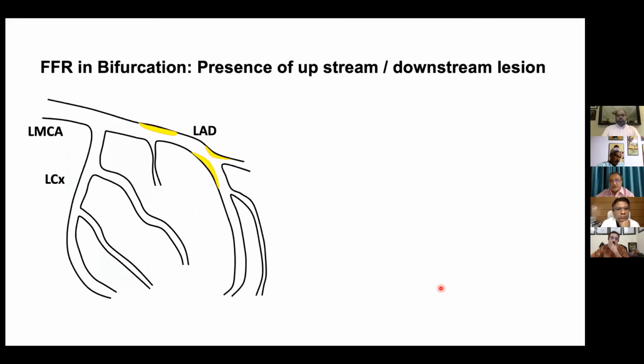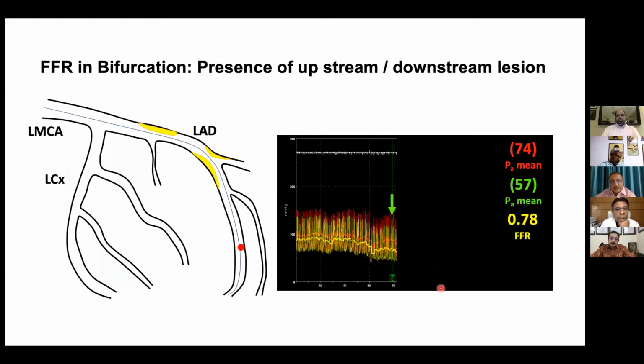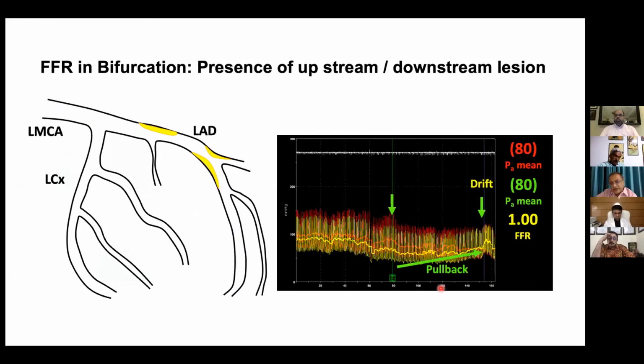So these are effects from the upstream or downstream. This is one case where you have an upstream lesion in the bifurcation. The value was 0.78. And it's very necessary in those cases that you do a pullback. And if you have a significant pullback gradient, you need to consider that perhaps that could be a significant lesion. The one with more pressure drop needs to be dealt with first and FFR repeated. And again, in these cases, it's very important in the pullback that the drift is taken care of.